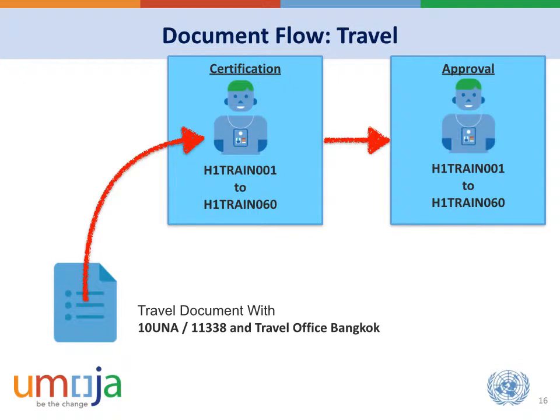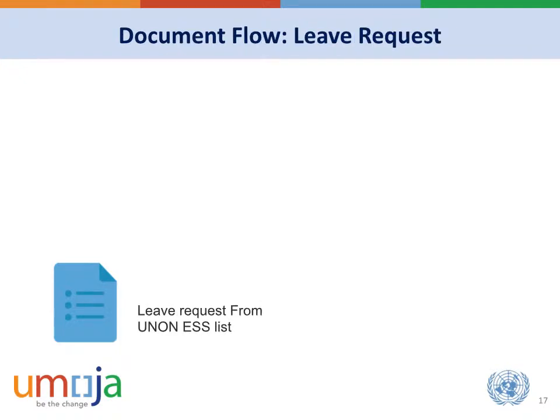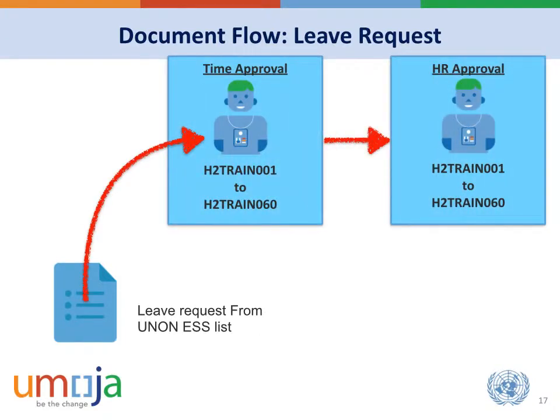And another example is a leave request. A leave request from a UNON ESS staff will be routed to hub 2, which is the Nairobi operating center set of time approvers, and depending upon the absence type, it might even go to HR approval. In those cases, it is the same set of users who will be getting it.